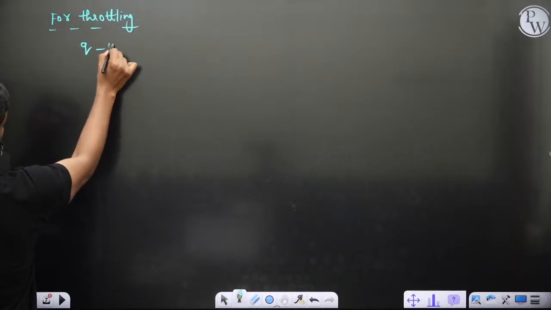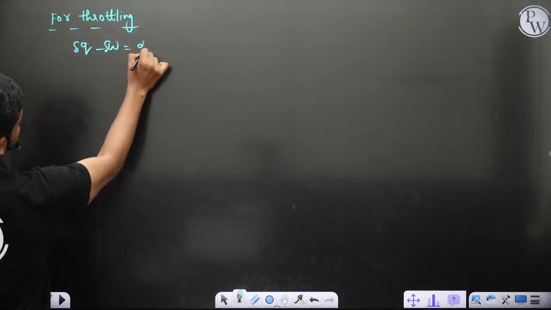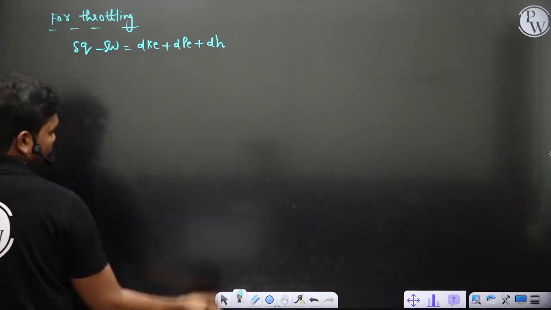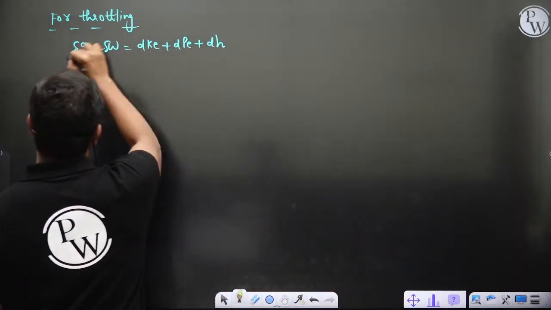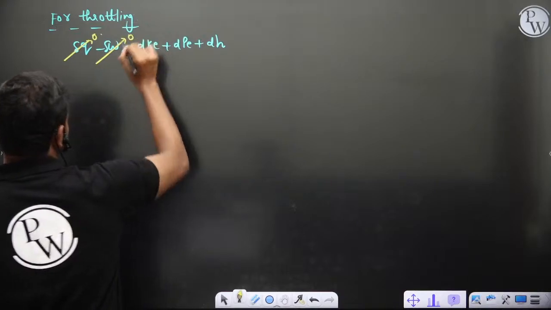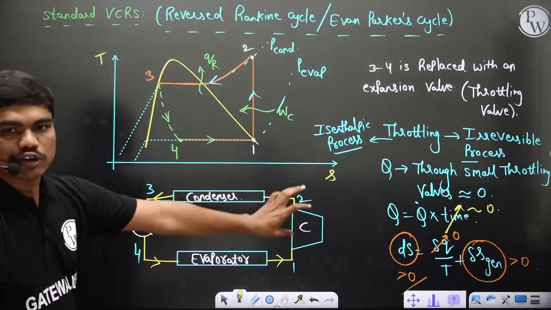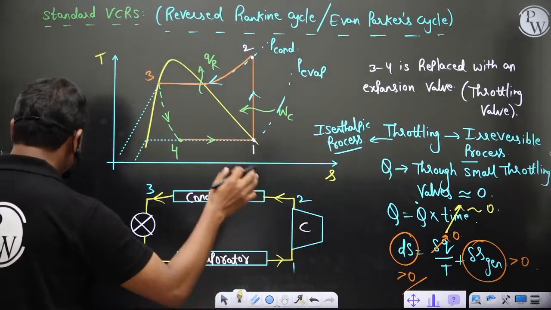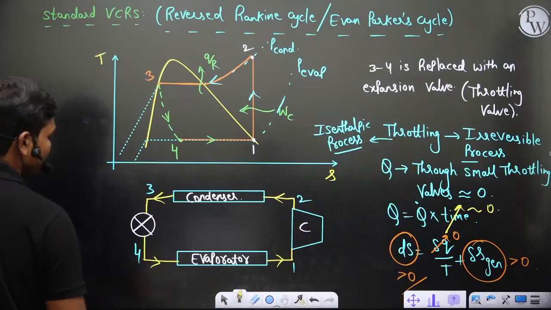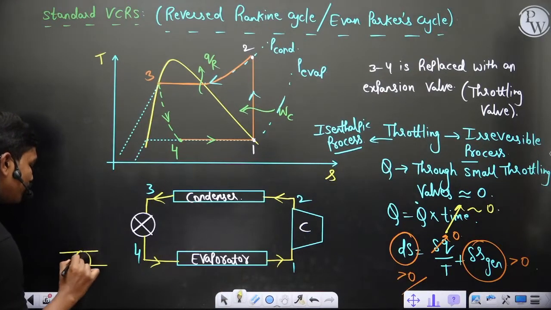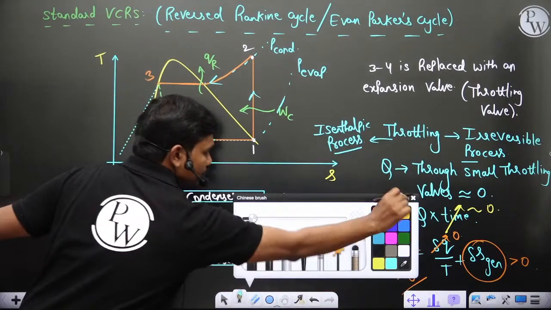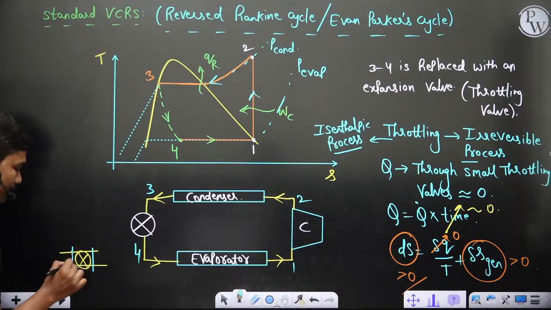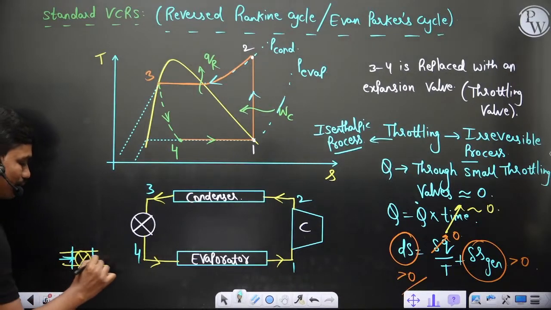Q minus W, or del Q minus del W, is equal to change in kinetic energies plus change in potential energies plus dH. If you see this, then clearly del Q is 0 and del W is also 0, because in actual case a throttling valve cannot produce any effective work. And change in kinetic energy: let us suppose you keep the valve in some pipeline somewhere. If you apply the control volume equation, whatever is the average velocity before this point, roughly the same will be the average velocity after it.